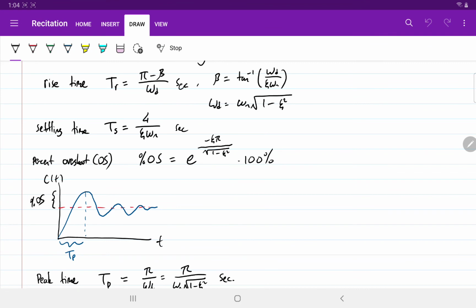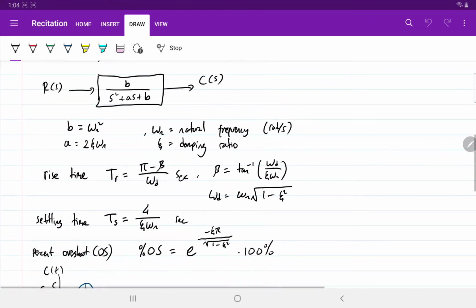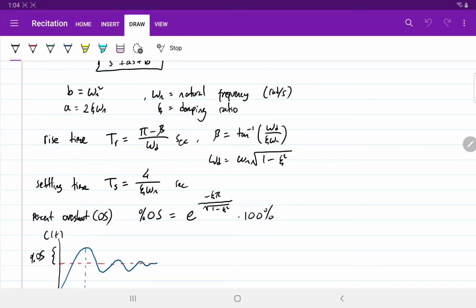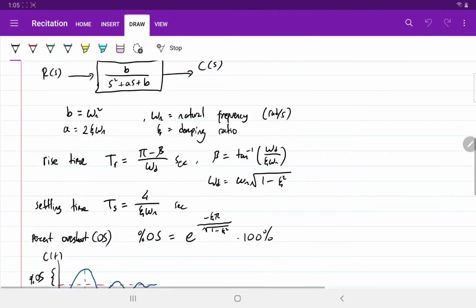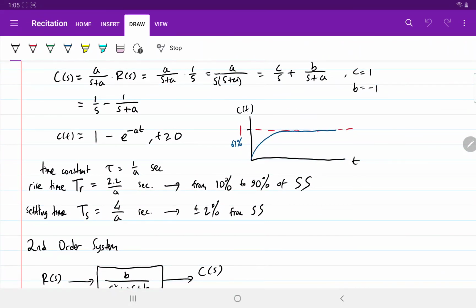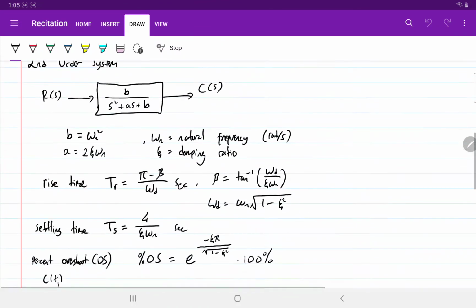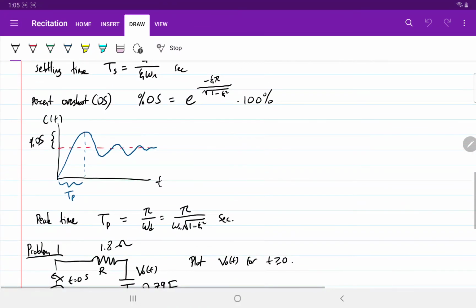Overshoot is the percentage, and omega n is a frequency also, as well as omega d. Since omega n is in radian per second, then omega d is also in radian per second, because damping ratio doesn't have any unit. Okay, so be careful with the units when you are working with this kind of systems. Make sure that you understand the units.